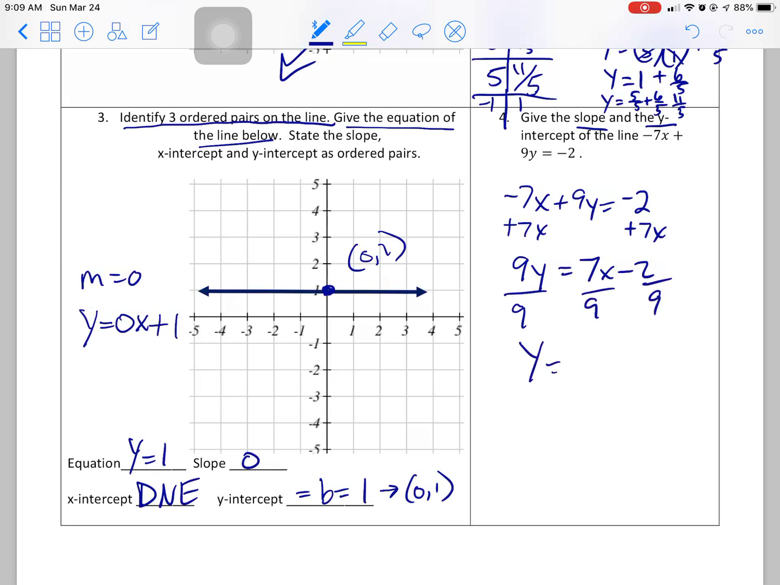Lots of fractions. So that's the slope, and that's the y-intercept of the line. Is that all I need? That's all I need. Okay.